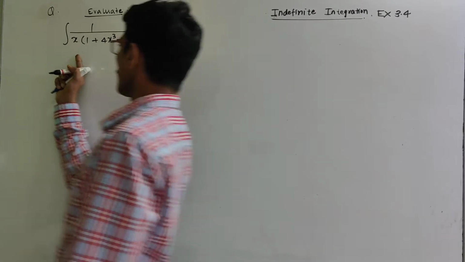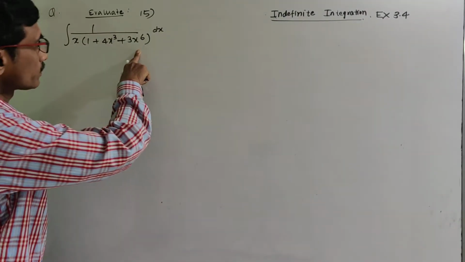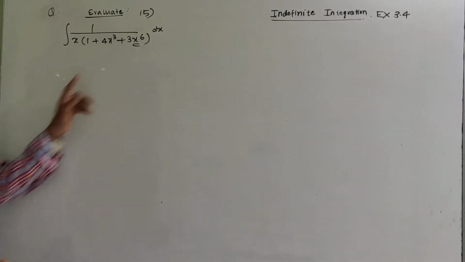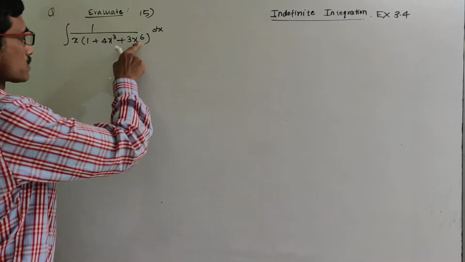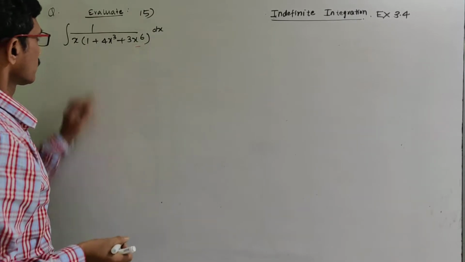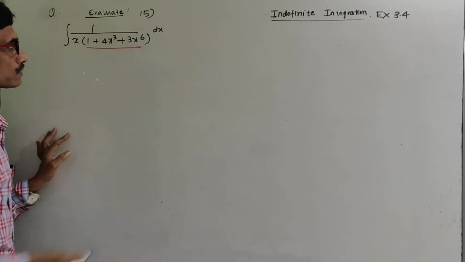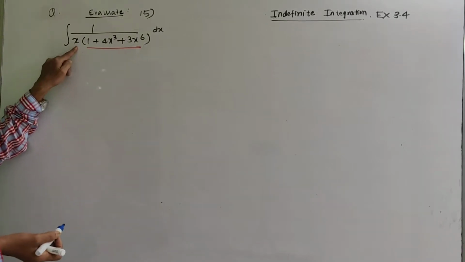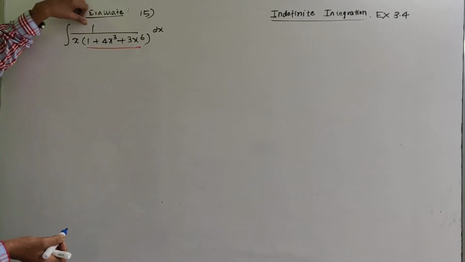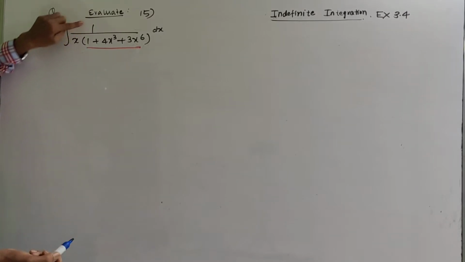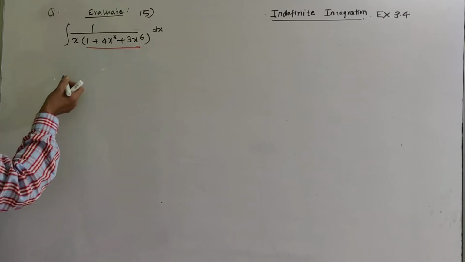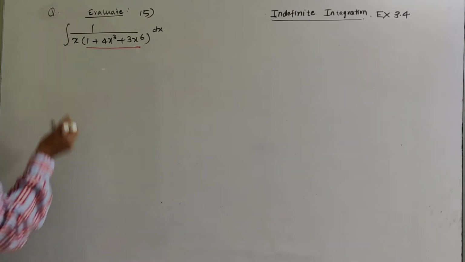Question number 15. Integral of 1 upon x, 1 plus 4x cube, 3x to the power 6 dx. Here x raised to power 3 and its square; this expression is quadratic in x cube, and here it is x. Since x cube's derivative is 3x square, x square is there in the numerator. So multiply numerator and denominator by x square.